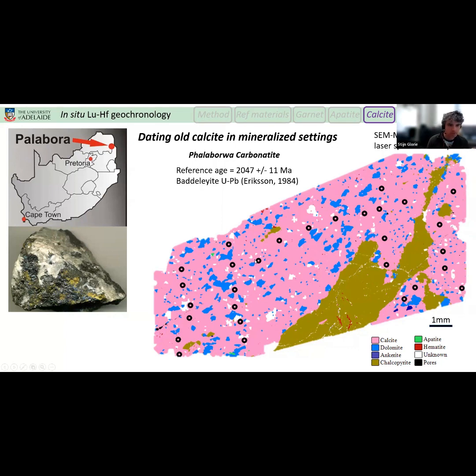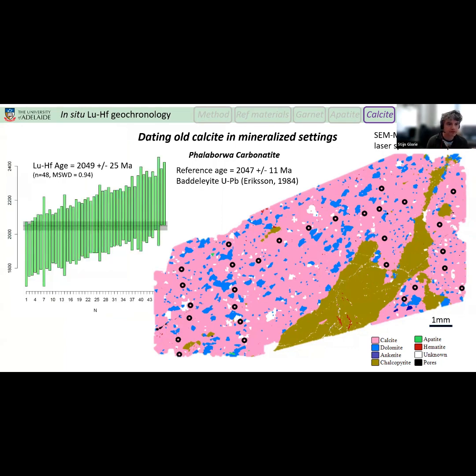So we did that. We tried to take the calcite, and we got an age of 2049 plus or minus 25 million years. So not as good uncertainty as the one that was previously published, but you can see very accurate, same number with uncertainty.